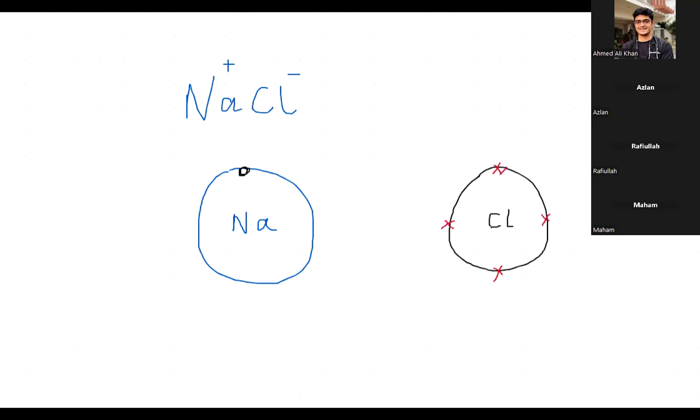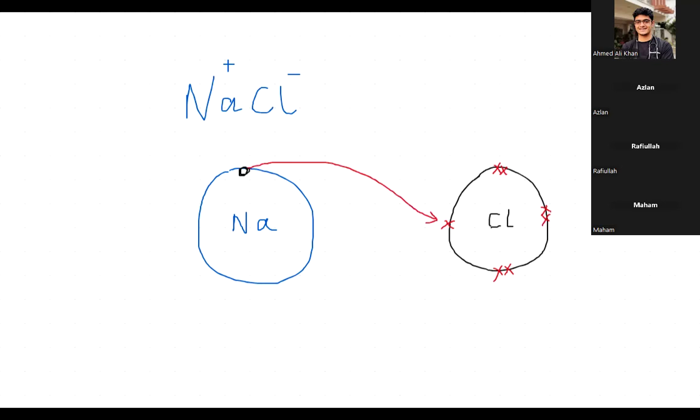I fill them singly first: 1, 2, 3, 4, 5, 6, and 7. Now it has only one free space. This electron right here is an unpaired electron. For chlorine, or any other non-metal atom for that matter, it is easier to gain an electron than to lose all 7 to fulfill the octet rule. So sodium wants to lose one electron, but chlorine wants to gain one. So sodium will lose this electron to chlorine, and there will be an electronic transfer.